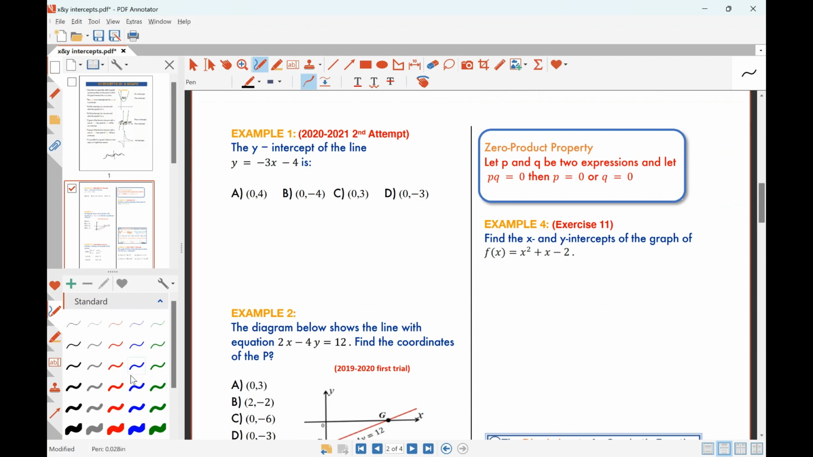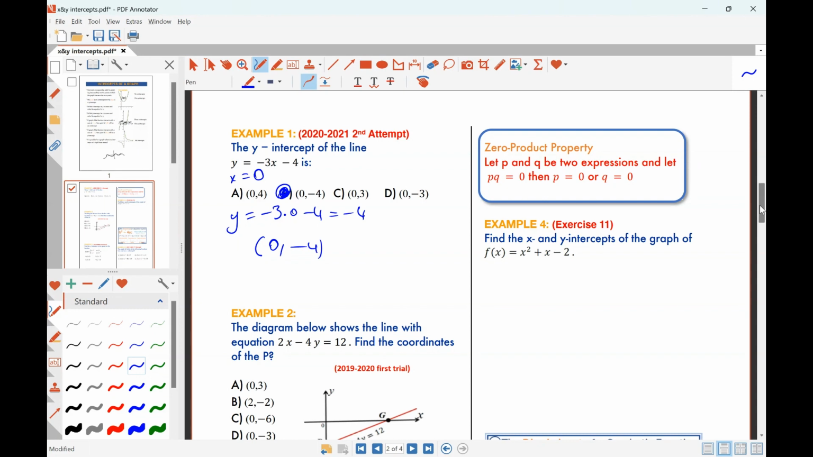So how do you find the y-intercept? Just let x be 0. So y equals -3 times 0 minus 4. We have 0 here, 0 minus 4, minus 4. Write this as a point. My x component is 0, y component is -4. So (0, -4), option B is true.